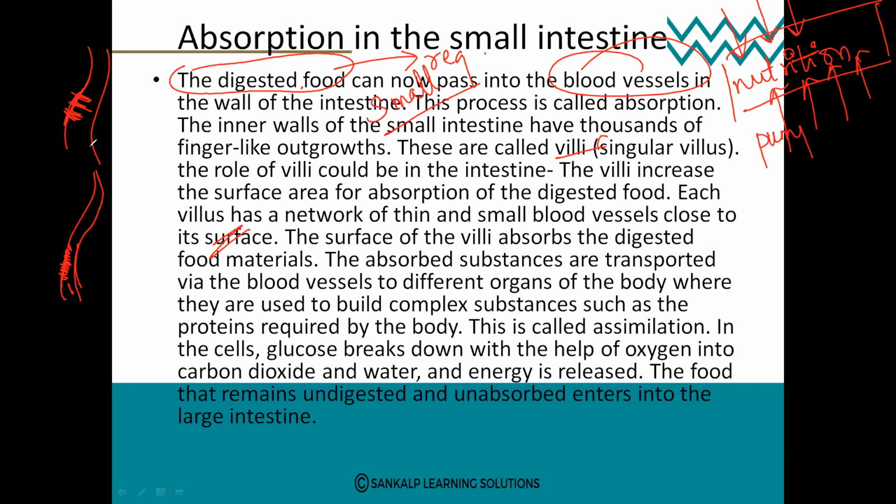Okay, so these absorbed substances are transported via the blood vessels to different organs of the body, where they are used to build complex substances such as proteins required by the body. So whatever digested food is there is taken by the villi, and then taken through the blood vessels, and these blood vessels will supply it to the different organs of the body, where these organs will do their work.